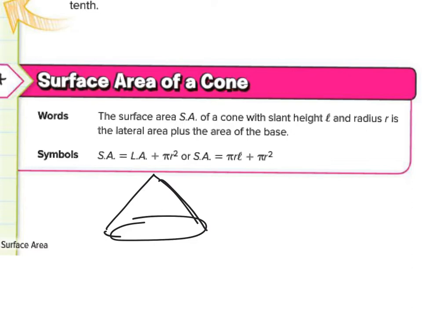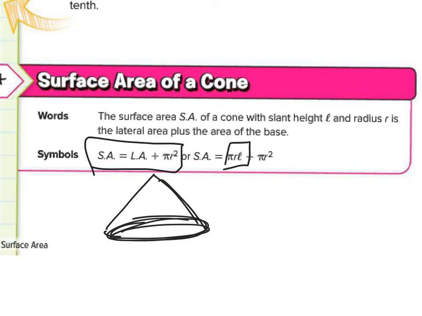That's assuming that it has a bottom cap, right? It's not like a party hat. So please make note of this second formula, and we will use that. Now remember, lateral area is pi r and the slant height, and then you add that to the area of a circle, put them together, and you have your surface area.